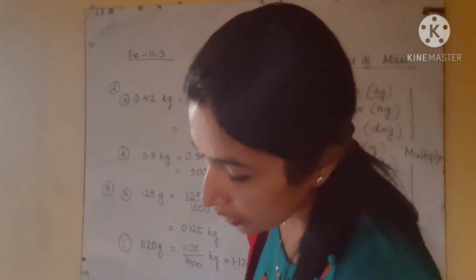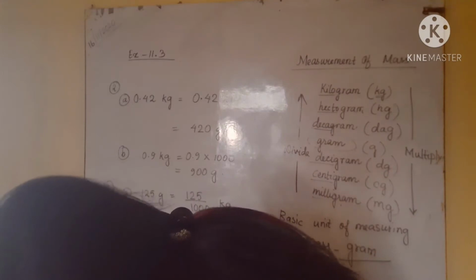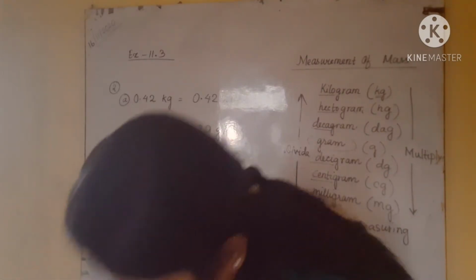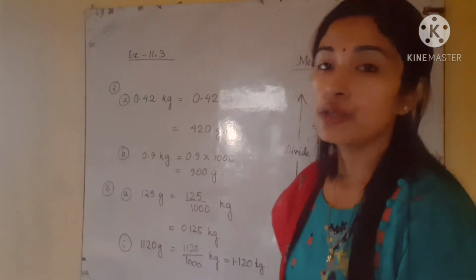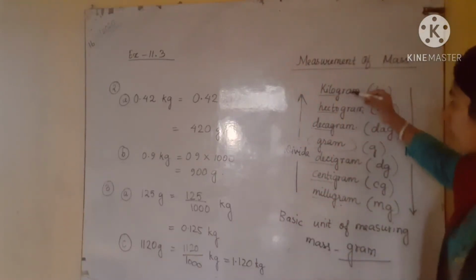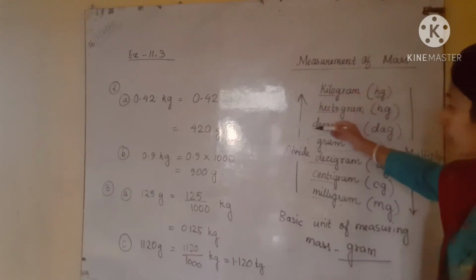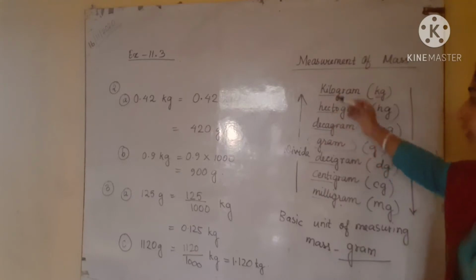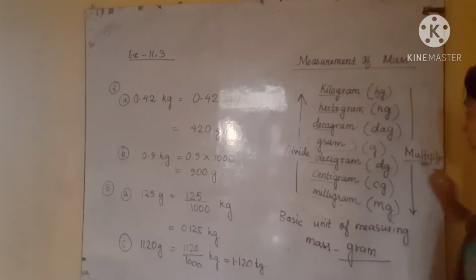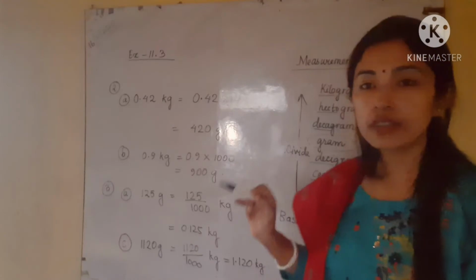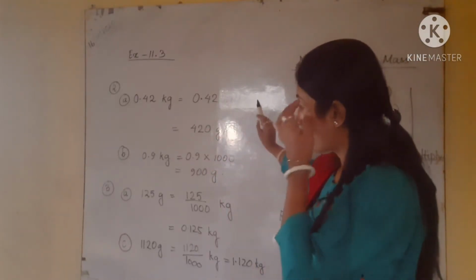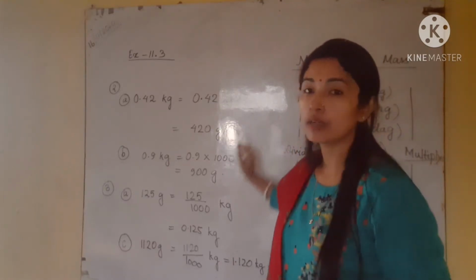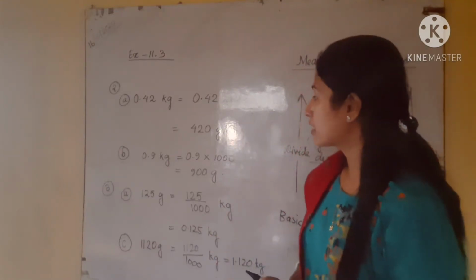See the first one, the weight of object A is given as 0.42 kilogram, that is in kg. See the chart, here it is kilogram. Kilogram we have to convert into gram, that means we have to come 3 steps down. If we are coming down, we have to multiply, and we are coming 3 steps, that means we have to multiply by 1000. So 0.42 into 1000.